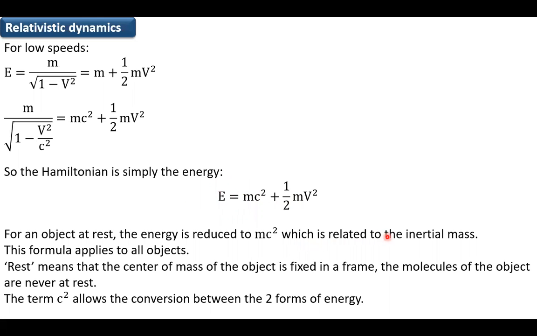So when an object is at rest, it has an energy that is equal to mc squared, which is its rest energy. If the object is moving with a speed v, you add its kinetic energy. So it's mc squared plus half mv squared. So the total energy is the sum of a rest energy and the energy of motion. Of course, when we say at rest, we mean that the center of mass of the object is at rest in its own frame, is fixed in a frame.